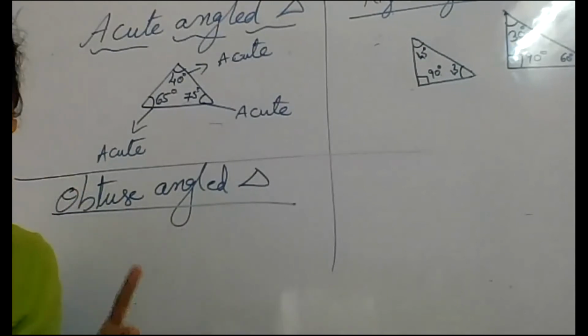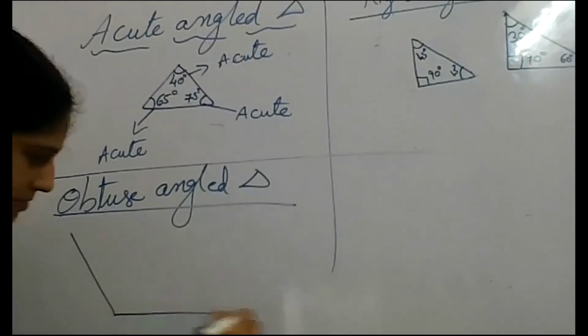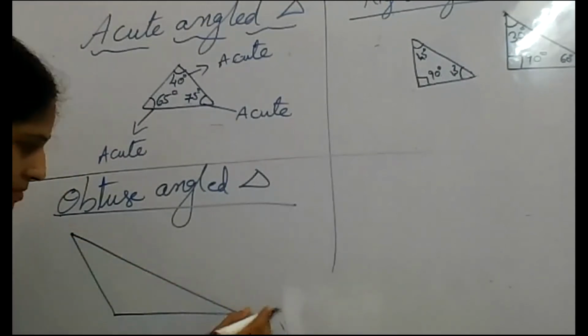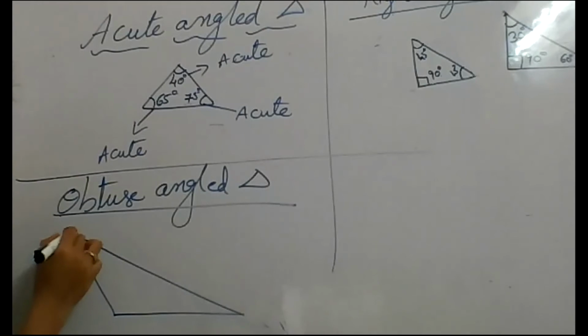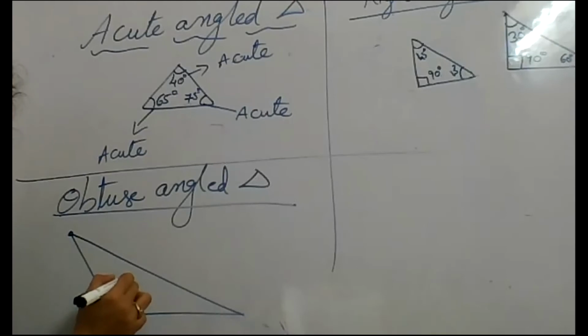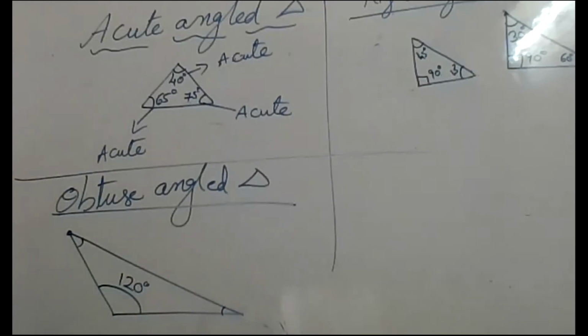So there is one obtuse angle in a triangle. And there's also one rule: there can be no triangle which has one of its angles as 180 degrees, because that will just become a line segment.